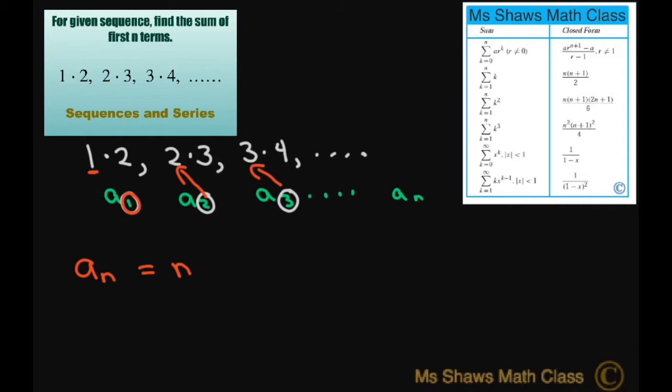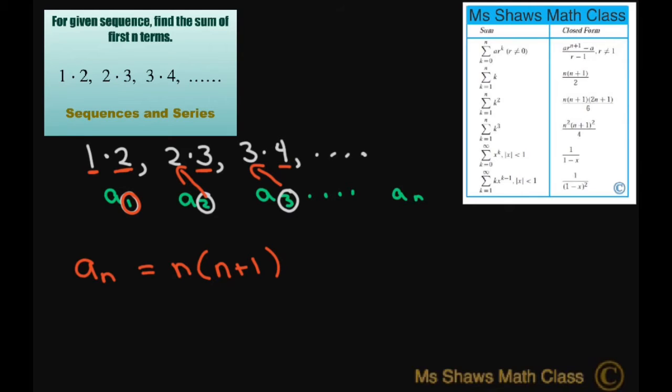So when you substitute in 1, you're going to get 1 here. To get the next number, that's just 1 higher. So that's going to be n plus 1. So that is your sequence. And now we want to find the sum.